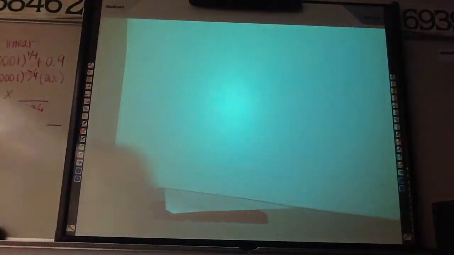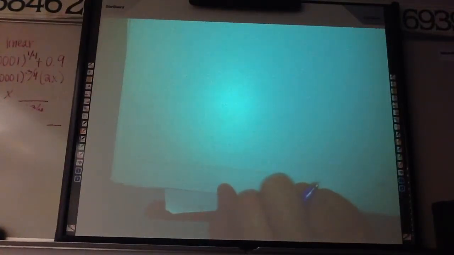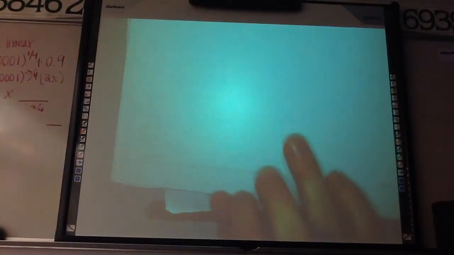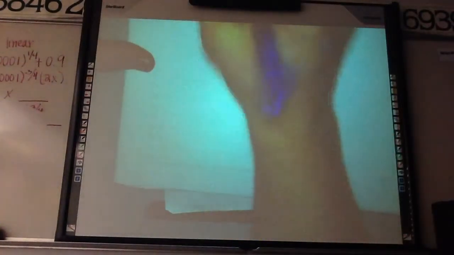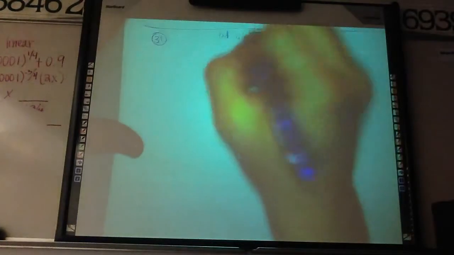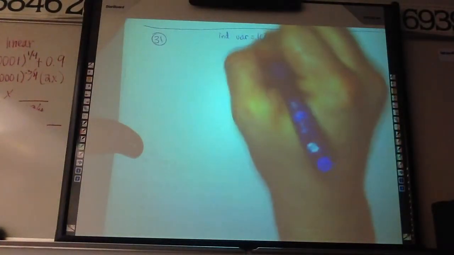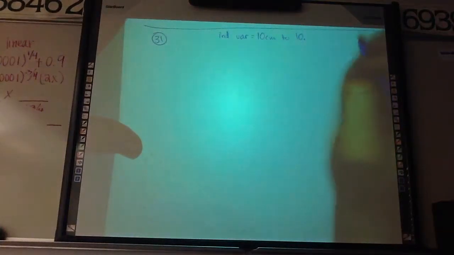31, let's see. I have a question on the derivative. It says, write a differential formula that estimates a given change of volume or surface area, then use the formula to estimate the change when the independent variable changes from 10 centimeters to 10.05. So whatever our independent variable is, it's going to go from 10 centimeters to 10.05.